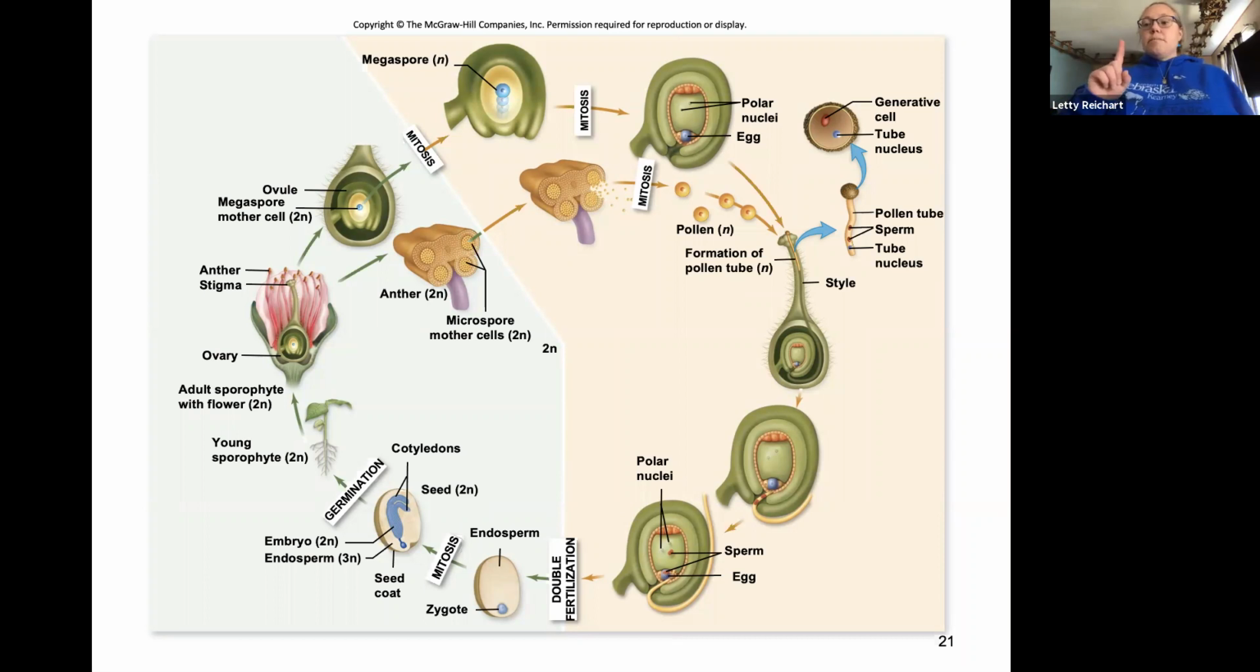One sperm is responsible for fertilizing the egg, and that becomes the zygote or the embryo. The second sperm nucleus combines with two polar nuclei to form what we call the endosperm, a triploid food source for the developing embryo. Once we have fertilization of those two separate events, now we can produce our structure that we call the seed, which can then develop into another adult sporophyte.